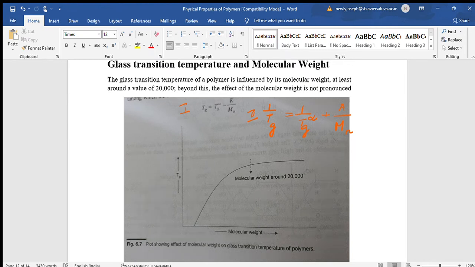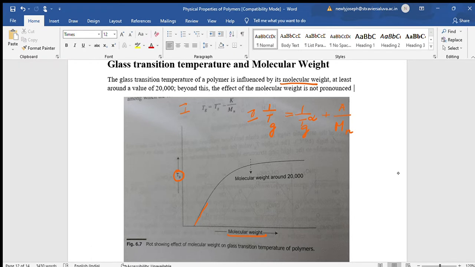We are going to see the relationship between glass transition temperature and molecular weight. So here is a graph which is drawn taking Tg along the y-axis and molecular weight along the x-axis. The glass transition temperature of a polymer is influenced by the molecular weight. As the molecular weight changes, the glass transition temperature also changes.